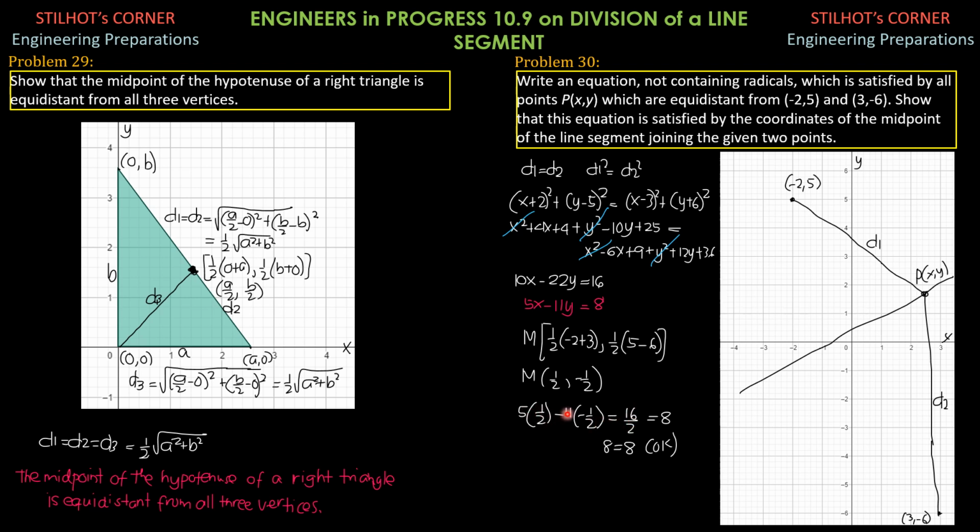5 halves plus 11 halves. 5 plus 11 is 16 over 2, and 16 over 2 equals 8. So that's why the left side is 8, the right side 8. So we conclude that it's true that the midpoint of the line segment joining negative 2 comma 5 and 3 comma negative 6 satisfies the equation.